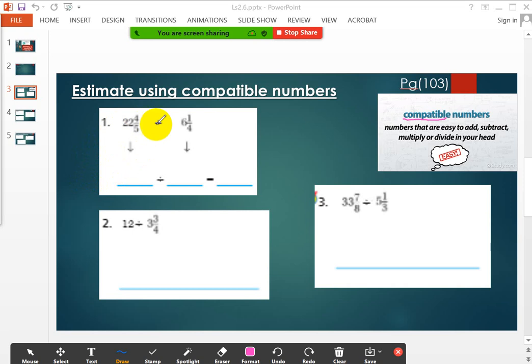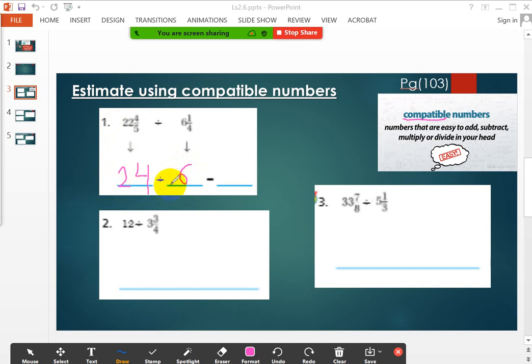So I will round this number into 24. The closest answer to 22 and 4 over 5 that is able to be divided by 6. So I will round this number and it will be what? It will be 24, the closest answer able to divide by 6.